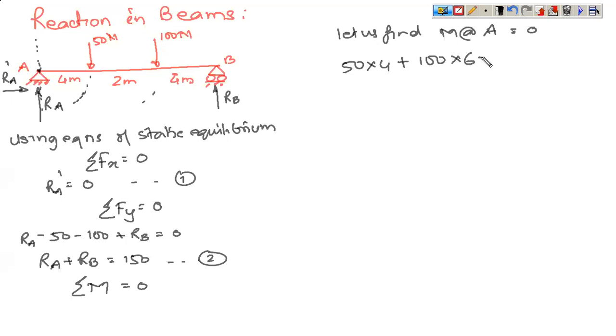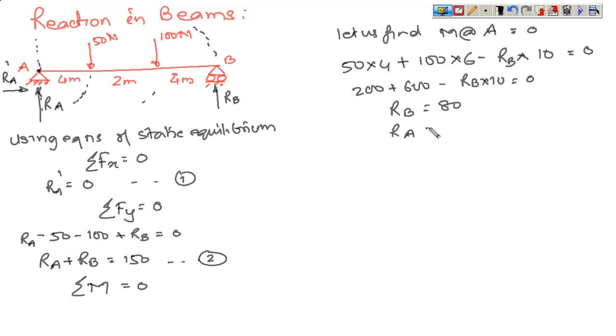ठीक है? This is minus RB into 10. Why this is minus? Because this direction of the force is anti-clockwise in nature. Now this is equal to 0. If you solve this equation, this is 200 plus 600 minus RB into 10 is equal to 0. So you have RB is equal to 80 and you have RA is equal to 70.